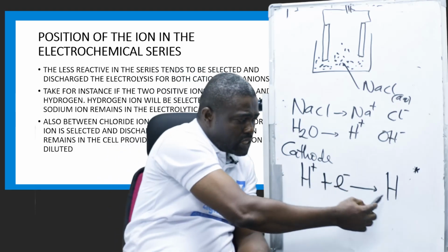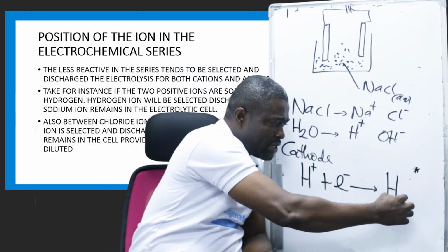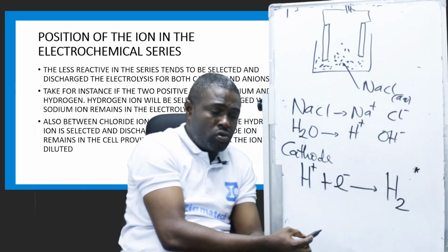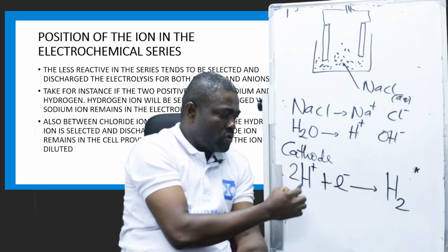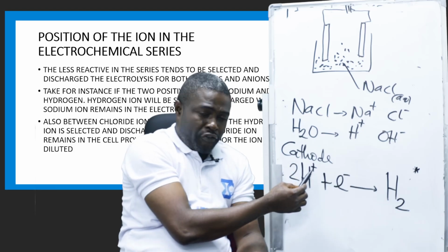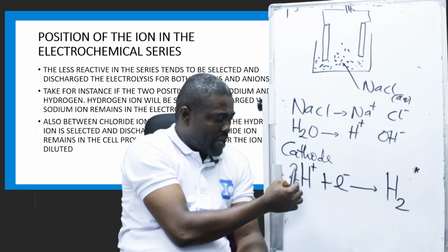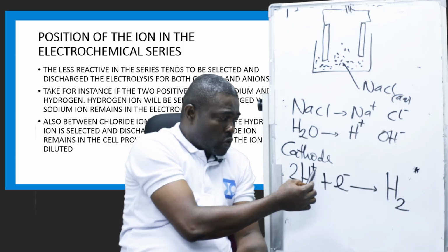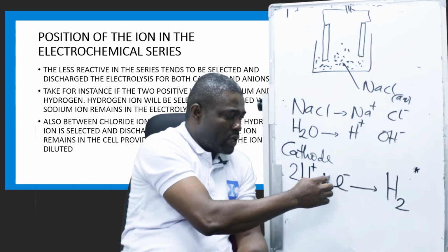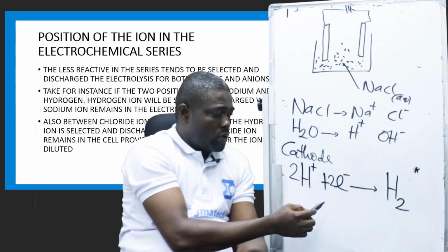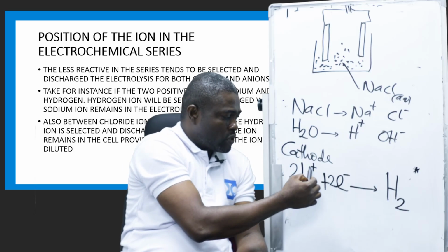But because hydrogen is a gas, a diatomic molecule, it has to occur like this, H2. Because of this 2, you have to balance it on the other side with 2. That means if you interact this plus with this, you'll have plus 2. So you can't use only one electron to cancel plus 2. Rather, you need 2 electrons. So minus 2 plus 2 will give you 0.